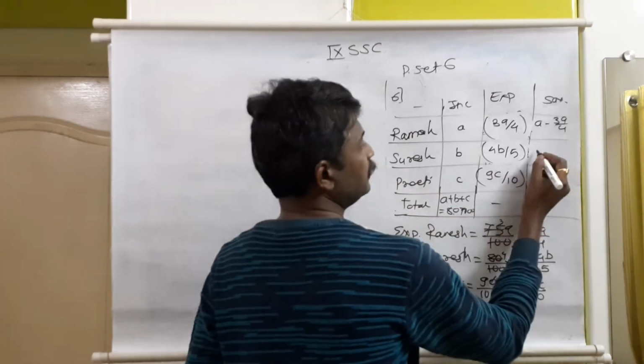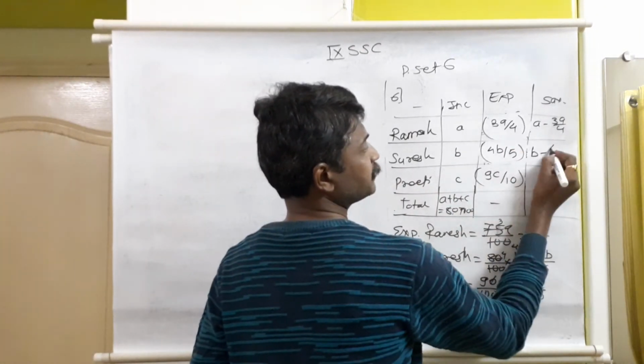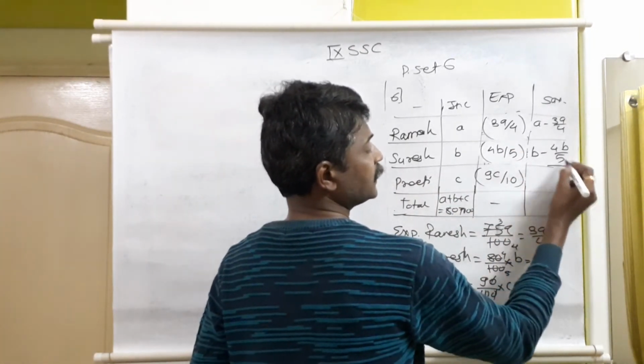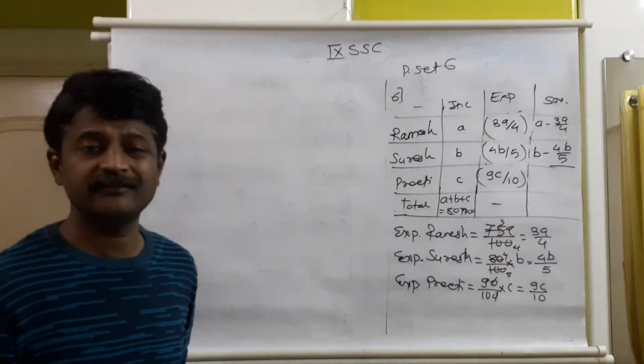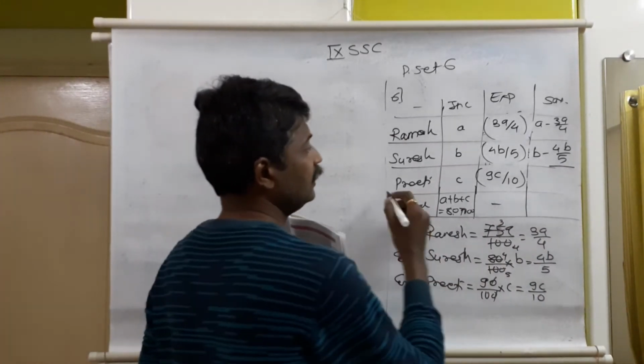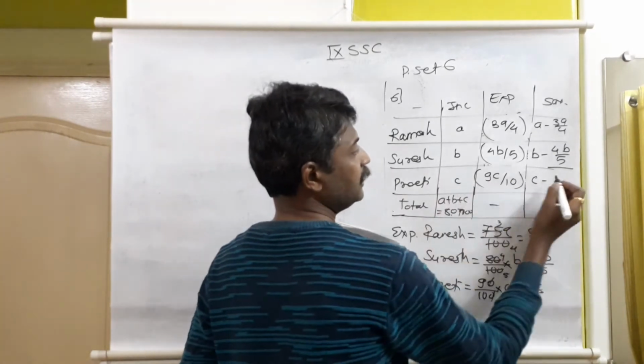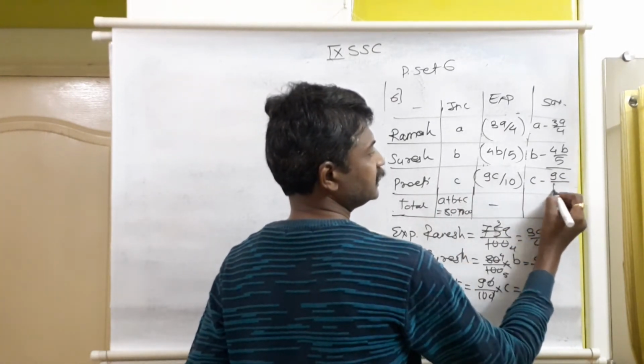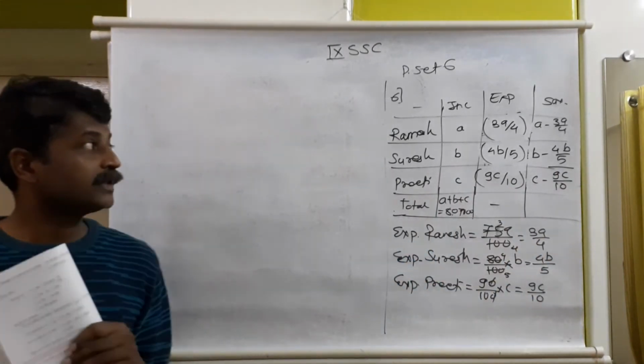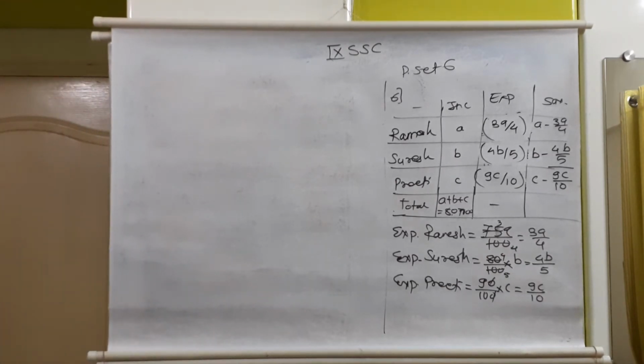For Suresh, B is the income minus expenses 4B upon 5. We will simplify this and we will get the saving by Suresh. Same way for Preeti, C is the income minus her expenses 9C upon 10. We will get the savings by Preeti.